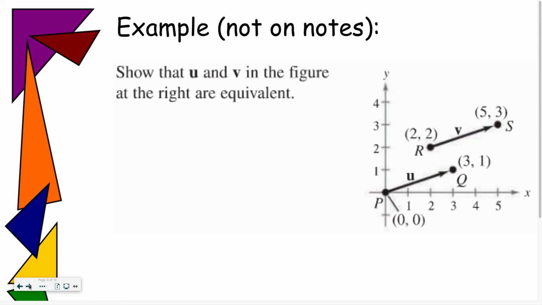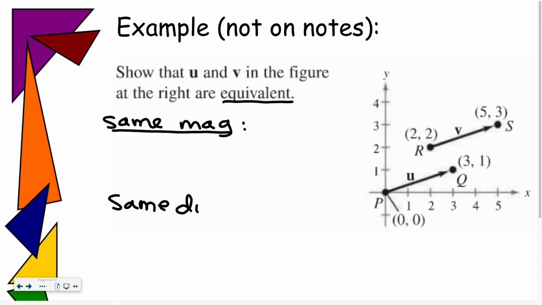So it says, show U and V in the figure at the right are equivalent. If you want to say that two vectors are in fact equivalent, you have to have the same magnitude and you have to have the same direction. An easy way to go about this is for these two vectors, U and V, you might just, by eyeballing it, say, yeah, they look like they're the same length and they look like they're going in the same direction, right? But you want to mathematically support that.